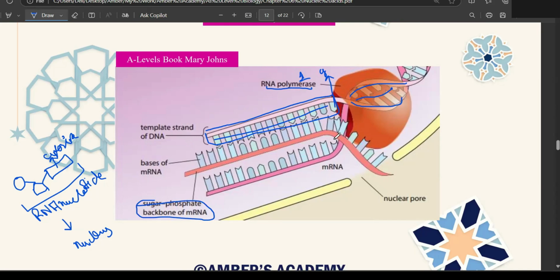ठीक है, अब this is not a 3-dimensional picture, वरना ये थोड़ा twisted होती, but just थोड़ा सा विजुअल इफेक्ट से समझने की कोशिश करें, you will not be able to find a picture of it. मुझे आपको विजुअली समझाना पड़ेगा कि ये वाला जो पार्ट है जो थोड़ा darker side है, it's the sugar phosphate backbone of mRNA.